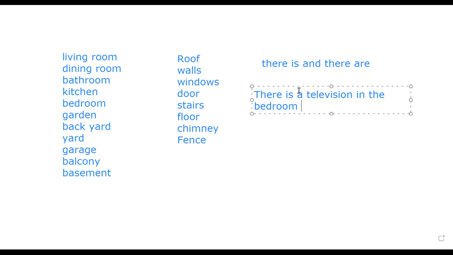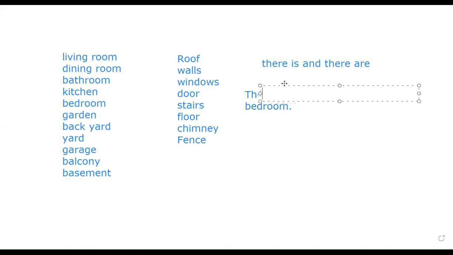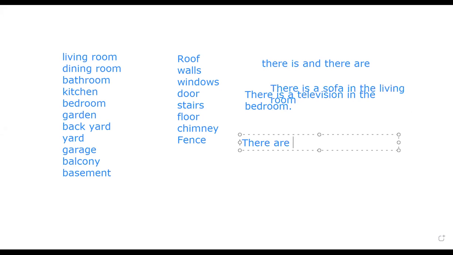Who has a television in the bedroom? ¿Quién tiene televisión en el cuarto? Yes, I do. Do you have a television in the bedroom? Yes, I do. Okay. There is, and there are, oh, ahí estaba. And there are is for plural. Let's see this example. There are chairs in the kitchen. There are chairs in the kitchen. Do you have chairs in your kitchen? Yes, I do.